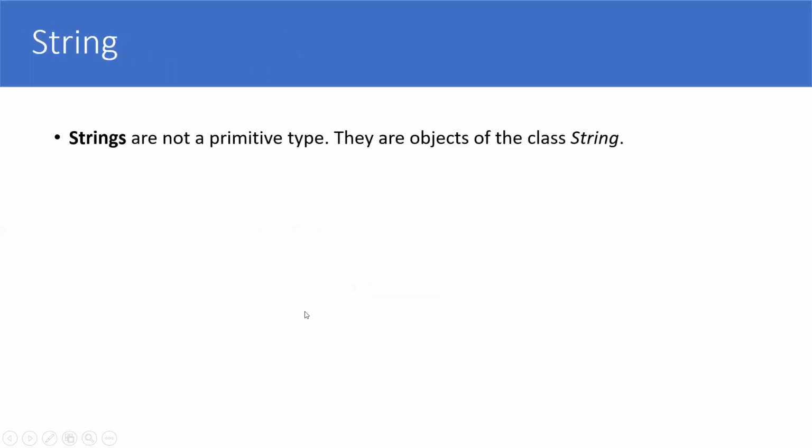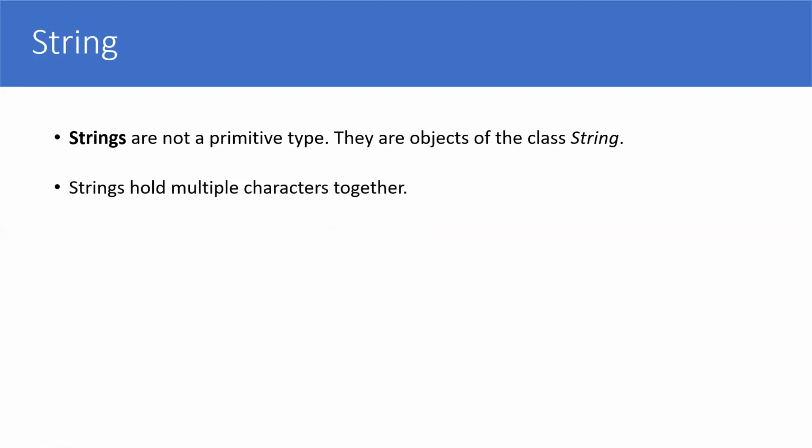Now let's talk about string. Remember, strings are not a primitive type. We looked at the previous definition of primitive types. It holds only true, false, decimal numbers, integers, and characters. But strings are not primitive types. They are objects of a certain class that's called String.